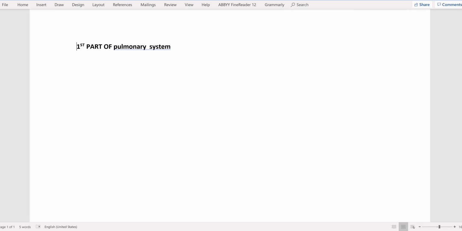Okay, so if you are a 65-year-old male with a productive cough and a fever, when I examine you, I found decreased breath sounds and crackles on the left lower lobe of the lung. What should I do now? Do a chest X-ray. Period.